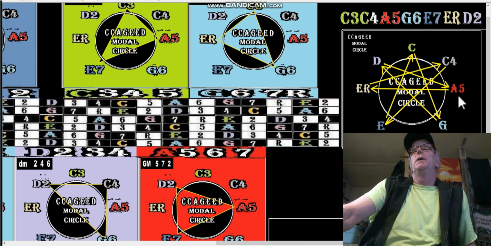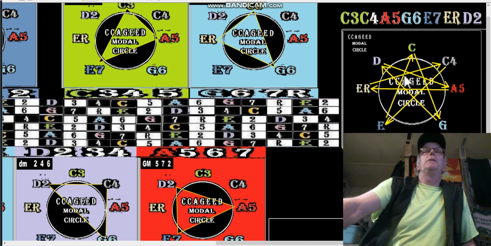We skip 2. A goes straight to E. We skip these 2. E goes straight to C. We skip those 2. That's what that little symmetrical diagram is.